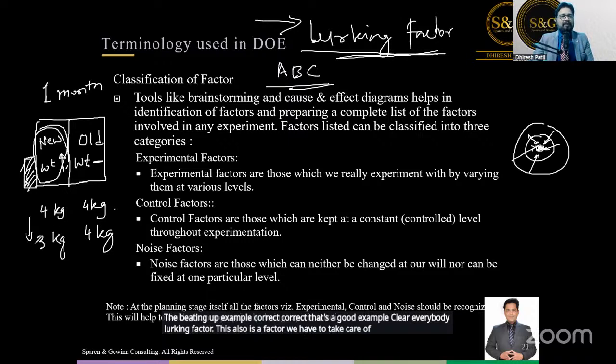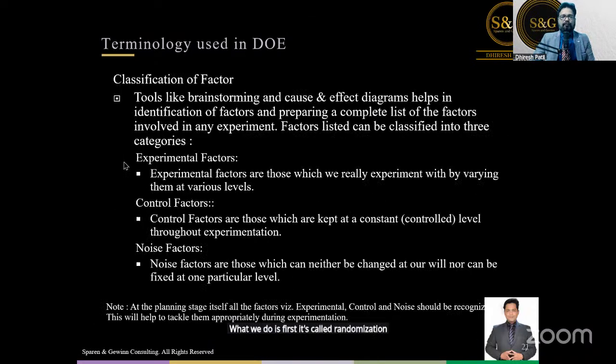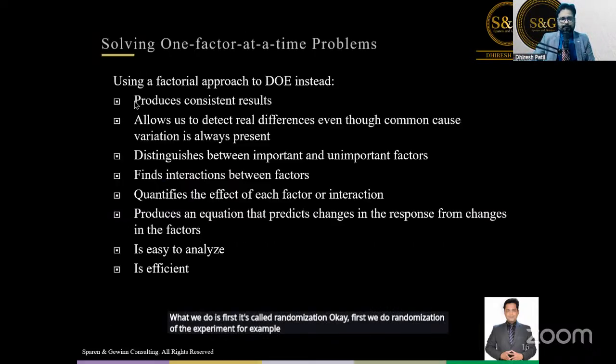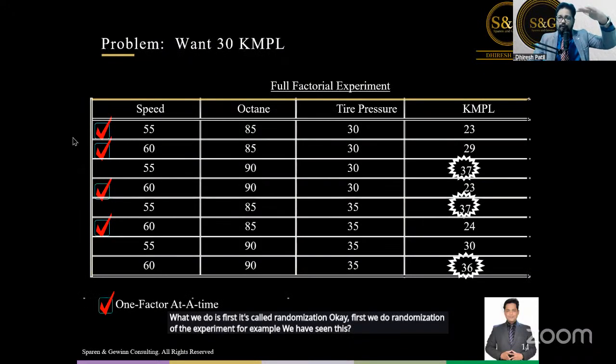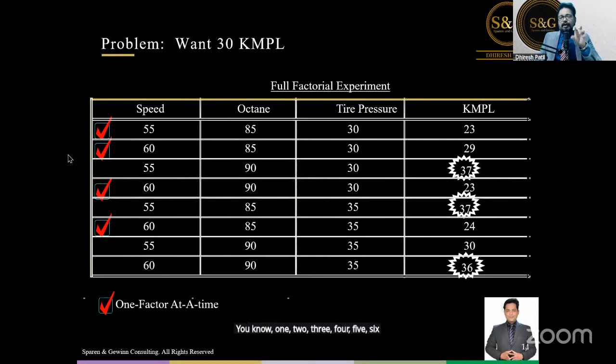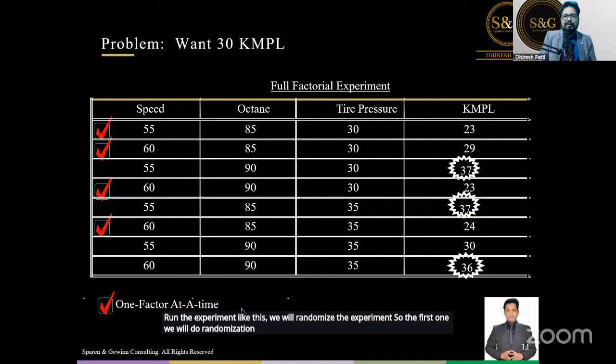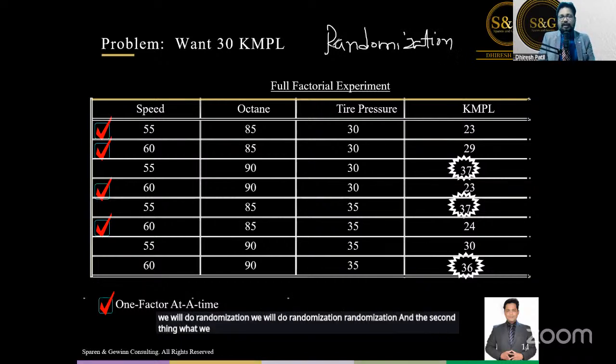Lurking factor. This also is a factor we have to take care of. So, how do we deal with lurking factors? First it's called randomization. First we do randomization of the experiment. For example, we have seen 1, 2, 3, 4, 5, 6, but we will not run the experiment like this. We will randomize the experiment.